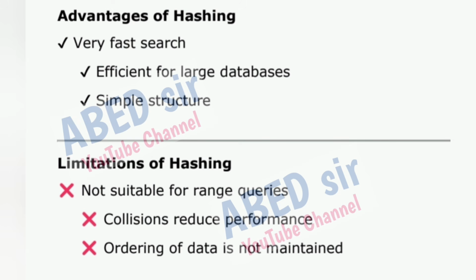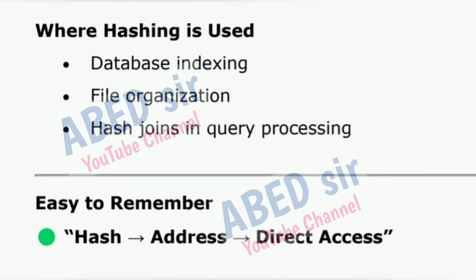Advantages of hashing. Very fast search. Efficient for large databases. Simple structure. Limitations of hashing. Not suitable for range queries. Collisions reduce performance. Ordering of data is not maintained. Where hashing is used. Database indexing. File organization. Hash joins in query processing.